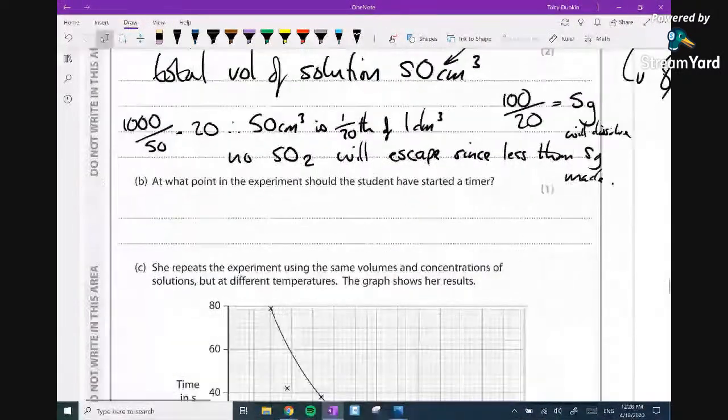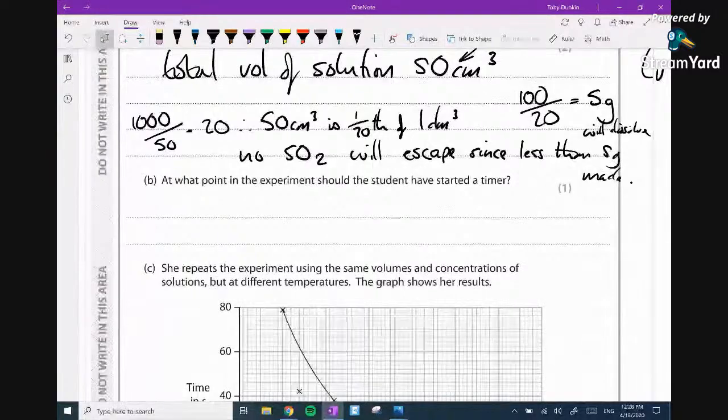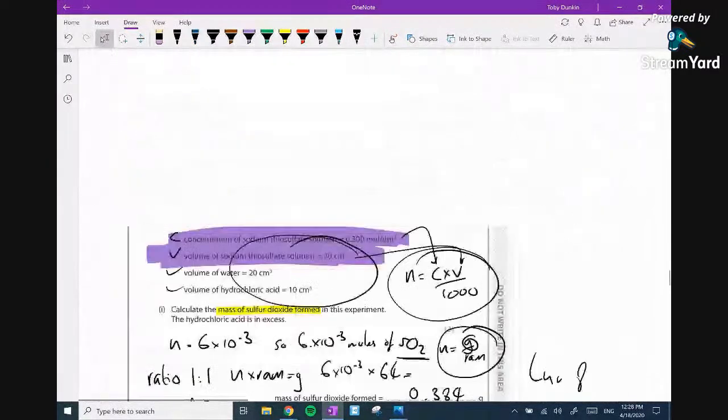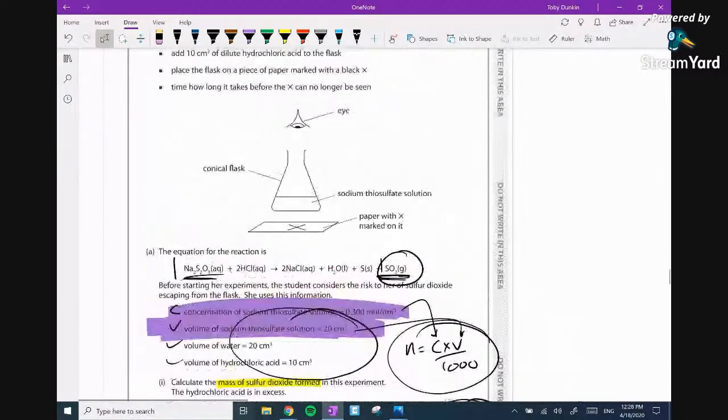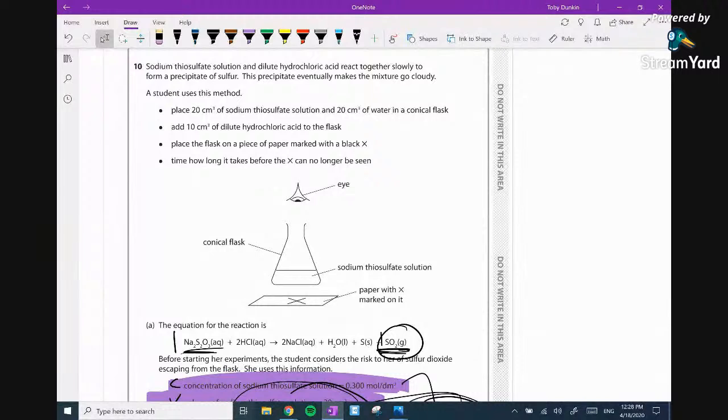At what point in the experiment should the student have started the timer? Before starting her experiment, the student considered the risks of sulfur dioxide. So, a student used this method. Place 20 centimeters cubed of sodium thiosulfate in a flask, add 10 centimeters cubed of hydrochloric acid, place the flask on the piece of paper marked with an X. Time how long it takes for the X to no longer be seen. She should have started the timer when the hydrochloric acid was added. Yeah, when all of the hydrochloric acid was added. That's when they should.